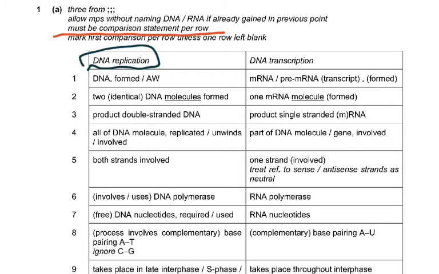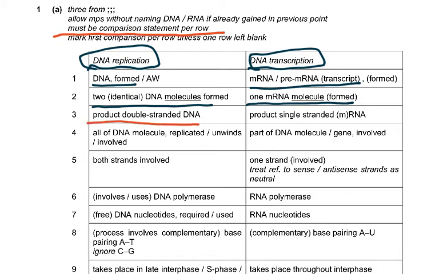Now I'm showing you the mark scheme, with the headings DNA replication and DNA transcription. Look at the point: it must be a comparison statement per row. So the first one is DNA formed, mRNA formed. Always talk about the same thing. Like if I'm comparing two boys and I say he wears glasses, he does not wear glasses, I'm not saying he wears glasses and he is taller. So what is the end result? DNA formed, mRNA formed. Then 2 identical DNA molecules, 1 mRNA molecule formed. The word molecule is underlined, so you have to use that word.